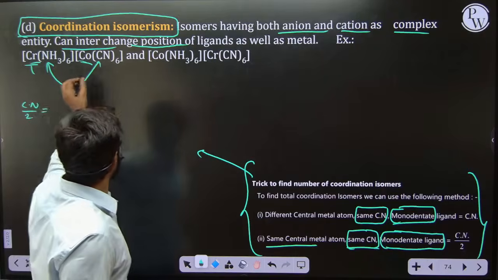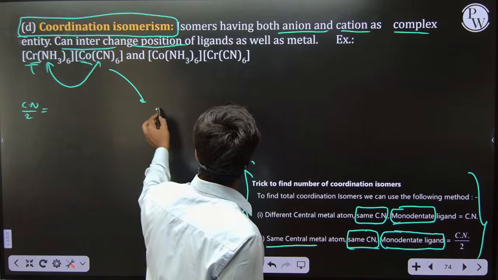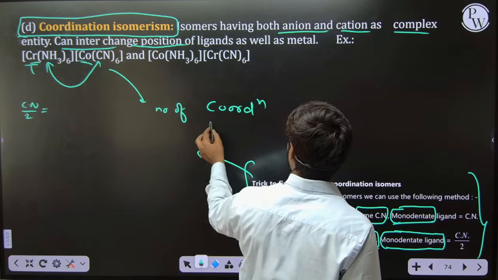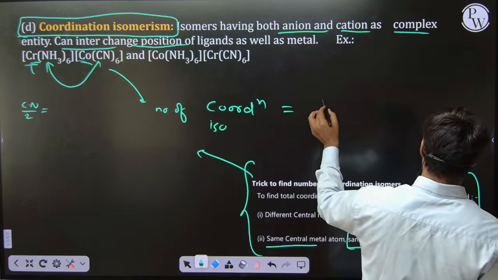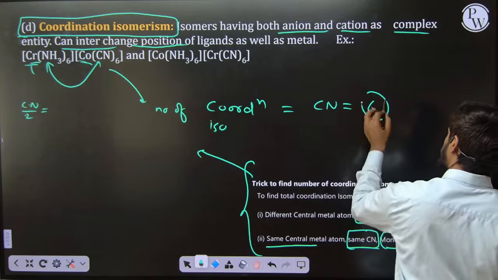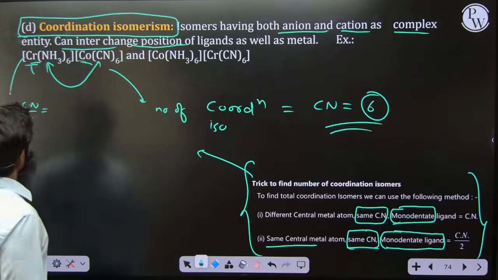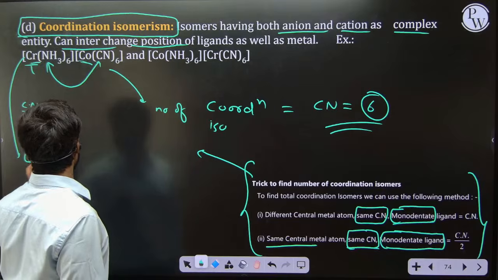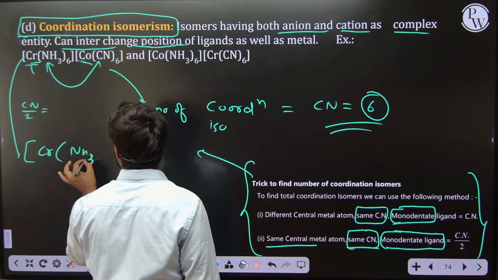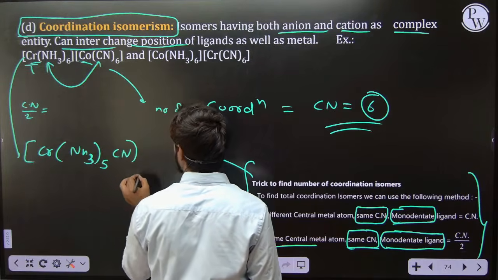For this example, the central metal atom is different. For a different central metal atom, the total number of coordination isomers possible is the coordination number of that compound, that is 6. So the total number of isomers we will have is 6. One more isomer I can draw is Cr with NH3, exchanging with cyanide, so that it is 5 and this is cyanide 1.